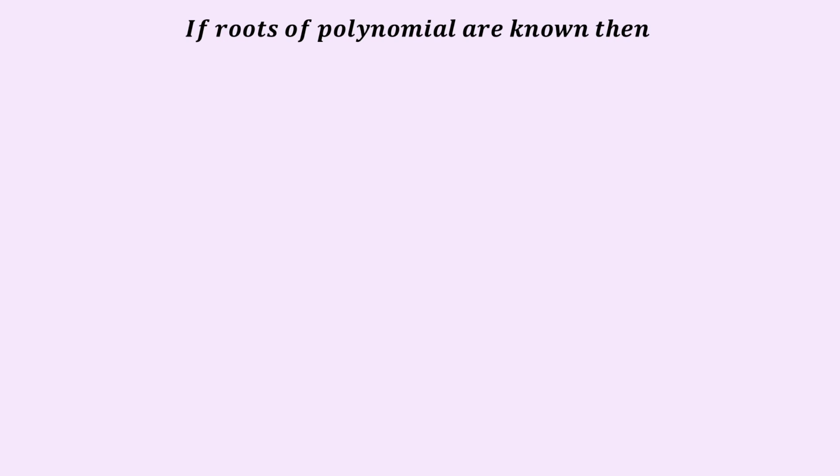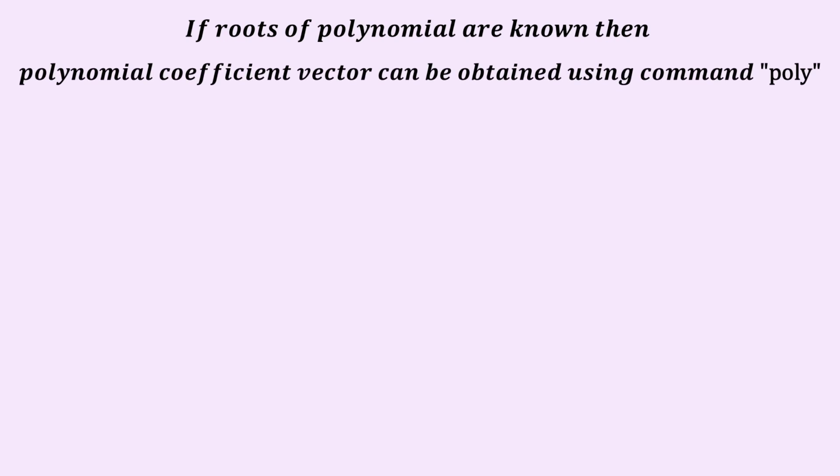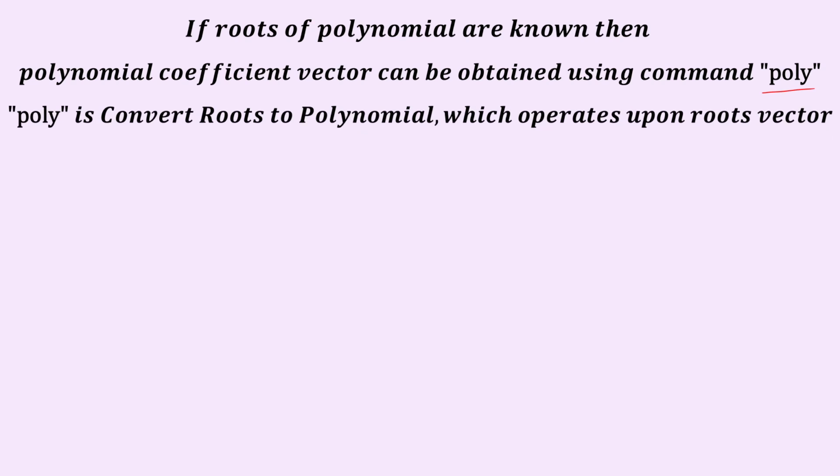If the roots of the polynomial are known, then the polynomial coefficient vector can be obtained using the command poly. The poly command is used to convert roots to a polynomial, and it operates upon the roots vector. So we have to give the vector of roots to this command, and it will give us the polynomial coefficient vector.